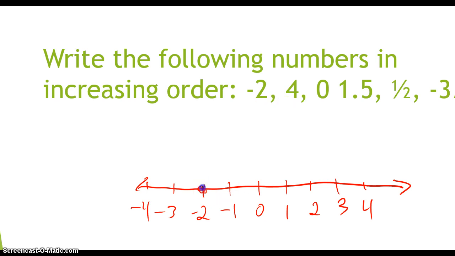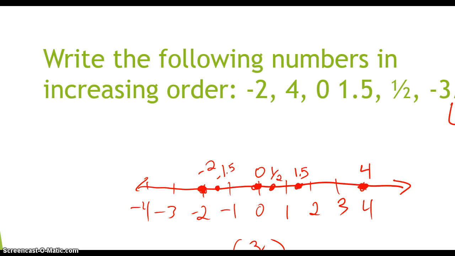So negative 2 right here. And again, I write on top. 4. Make sure I put on top. 0. 1.5. 1/2 and negative 3/2. Now it's probably easiest to turn this into a mixed number, so negative 1 and 1/2. So there we go. These are the numbers in increasing order now. So when I rewrite it, I know that it needs to be written like this. And those are my numbers in increasing order.